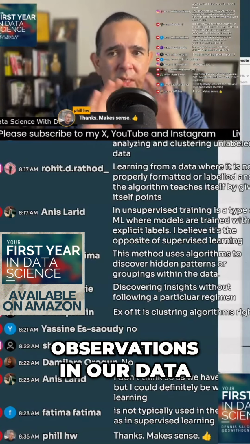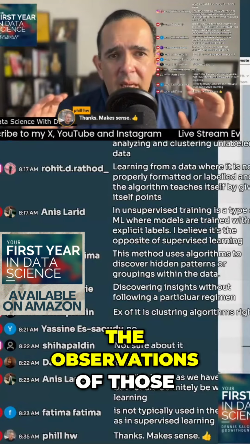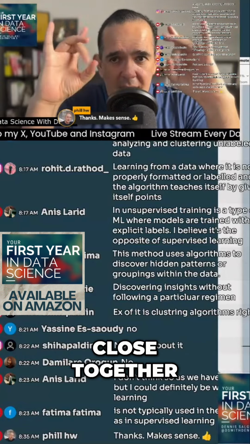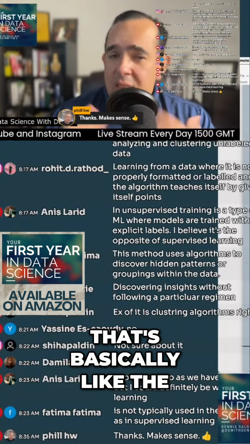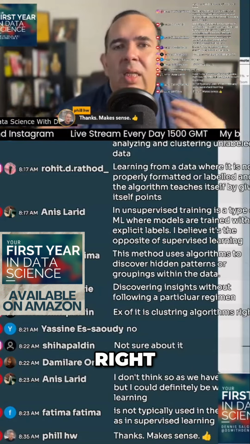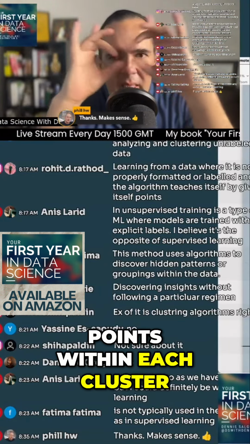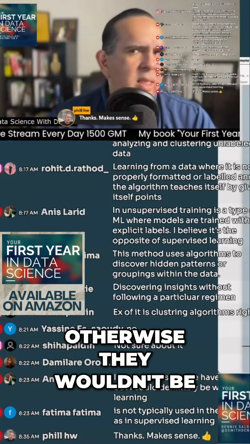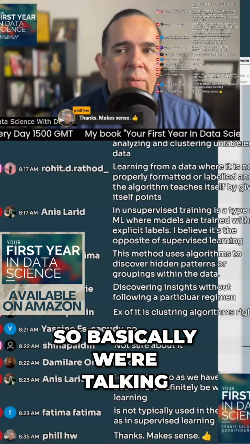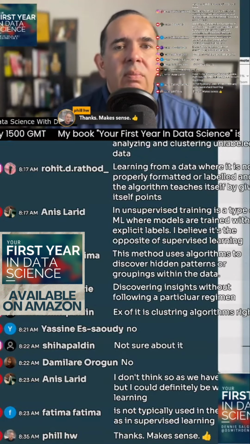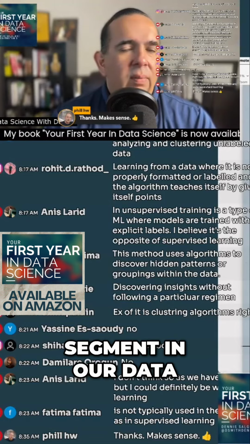What are the general observations in our data that are unique? And then what are the observations of those unique ones that are close together, right? That's basically the definition of a cluster, right? A cluster overall is unique, but then the data points within each cluster are similar to each other, right? Otherwise they wouldn't be in the same cluster. So basically we're talking about segments, right? Each cluster represents a segment in our data.